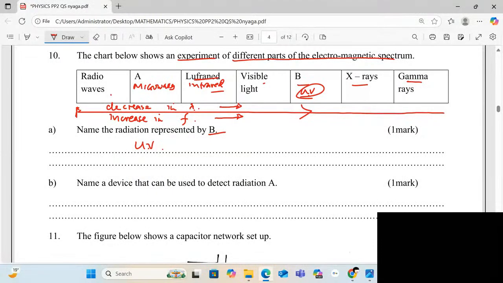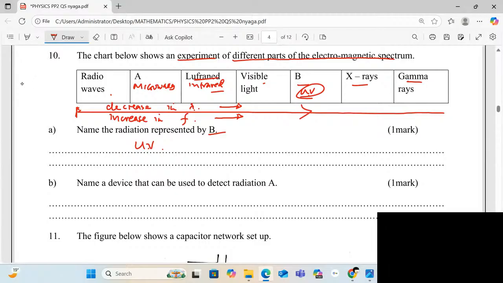So gamma rays have the highest frequency, and the radio waves have the highest wavelength with the lowest frequency. Why? This is because all of them share a velocity of 3.0 times 10 raised to power 8 meters per second. So what changes? An increase in frequency automatically leads to a decrease in wavelength.